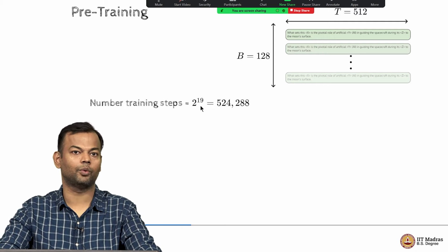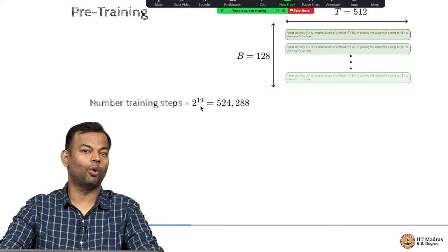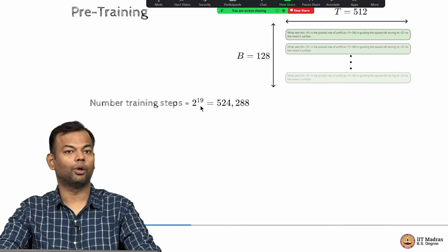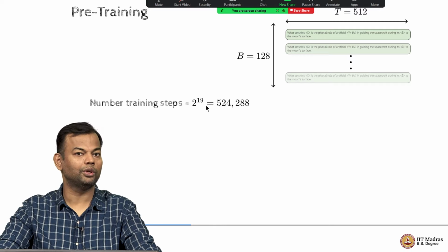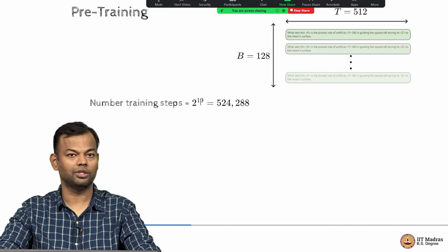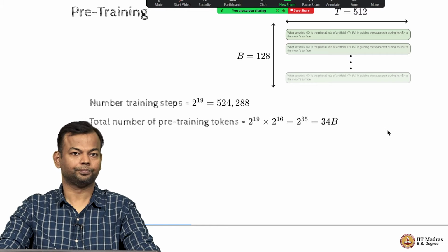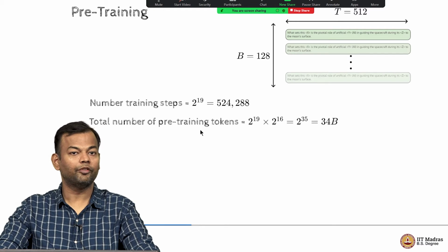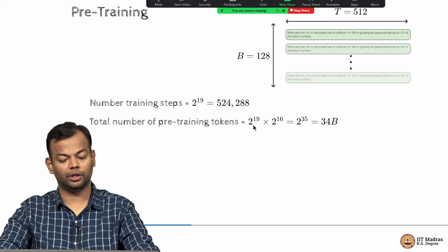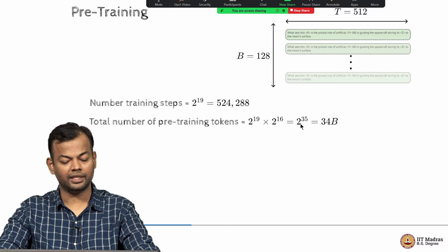Remember, one of the questions that we had asked is whether one model is better than the other model because it was trained for longer, right? So they're going to keep the number of training steps constant at 2 raised to 19, which is roughly 500,000 training steps. The total number of tokens that they had was 2 raised to 19 times 2 raised to 16, right?